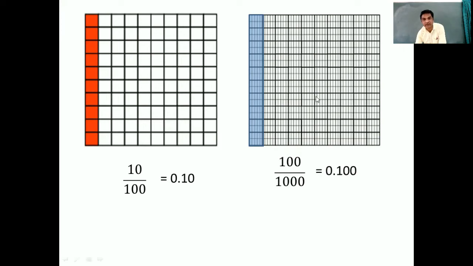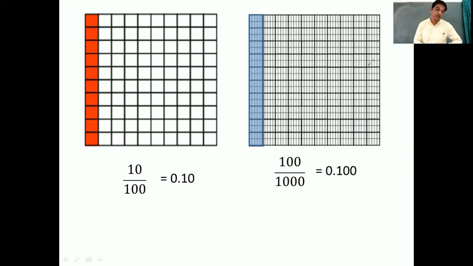As you can see, there are 3 zeros in the denominator. So there will be 3 decimal places in the decimal number. So after 3 decimal places, we are going to put a decimal point, and we'll write the number. So this number will be 0.100.